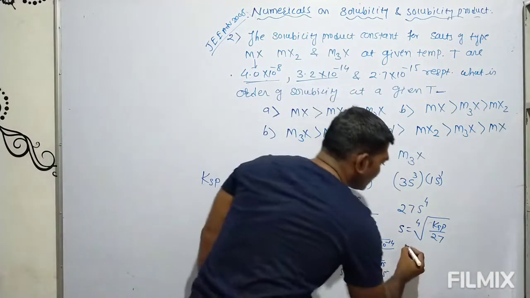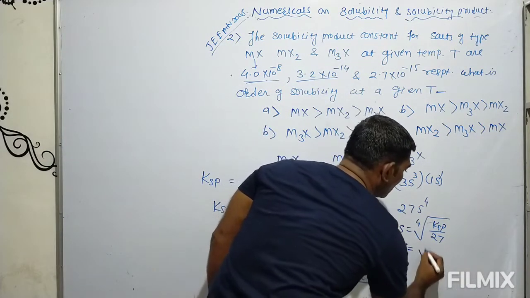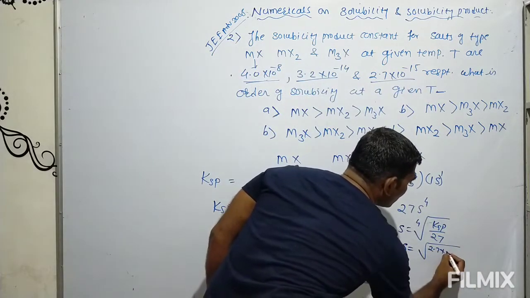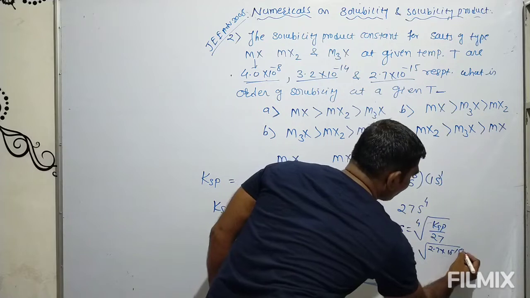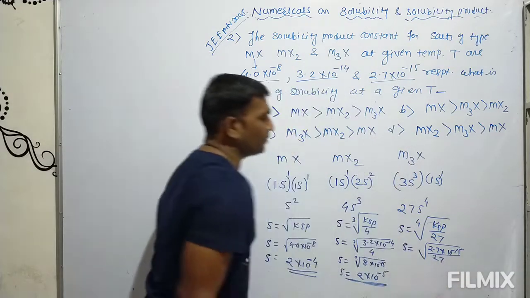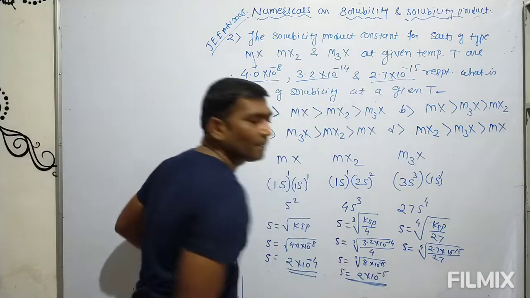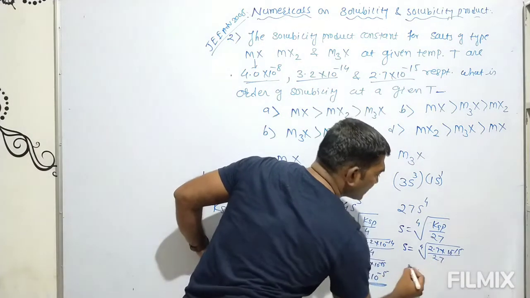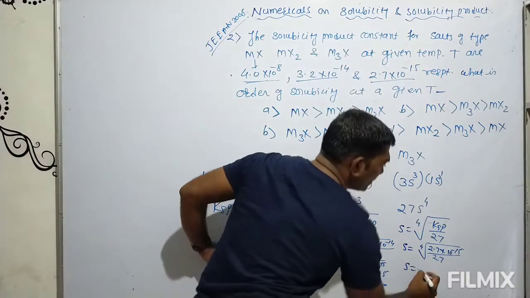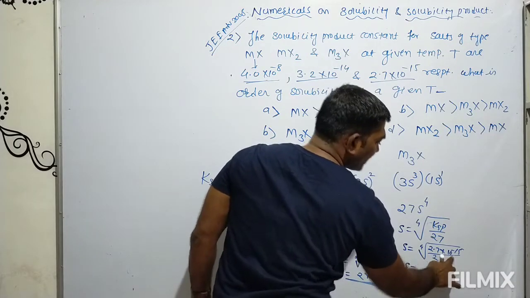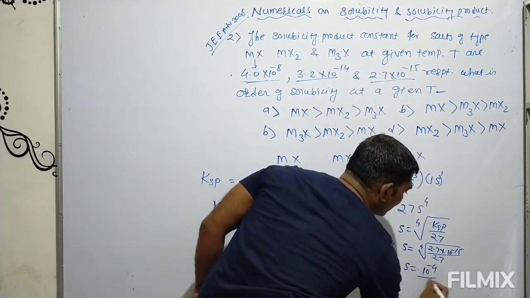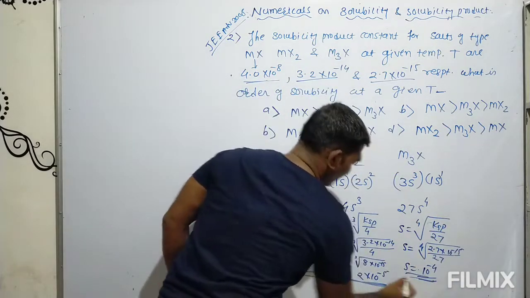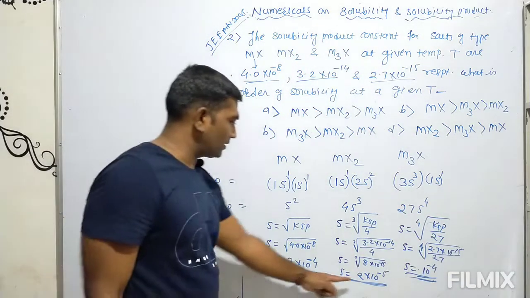Next one, S is equal to what is Ksp? Ksp is 2.7 into 10 to the power minus 15 divided by 27. So this becomes 10 to the power minus 16. 27 gets cancelled. So S is equal to 10 to the power minus 4, because here there is a fourth root. So solubilities are this one and this one.